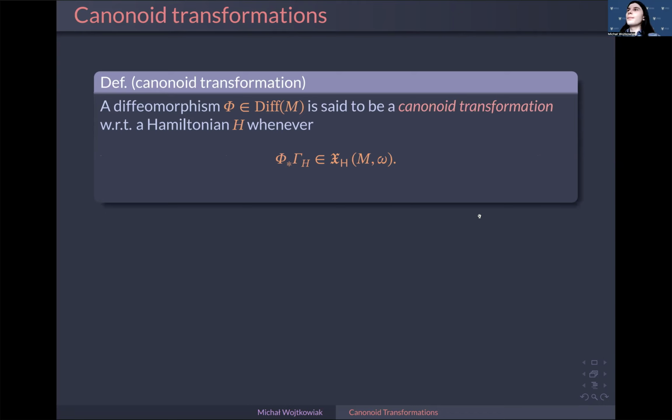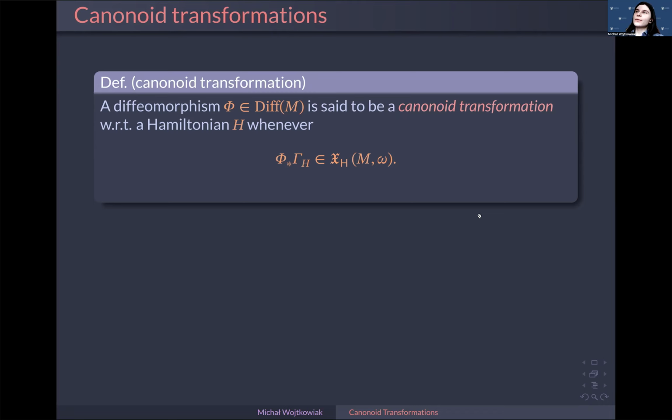Okay, but since the definition of canonical transformations doesn't even contain the Hamiltonian, it might seem somewhat unphysical. It seems like we lose some information about the dynamics of the system when we simply impose that the transformation must preserve the symplectic form. And as such, we generalize that notion of canonical transformations to canonoid transformations.